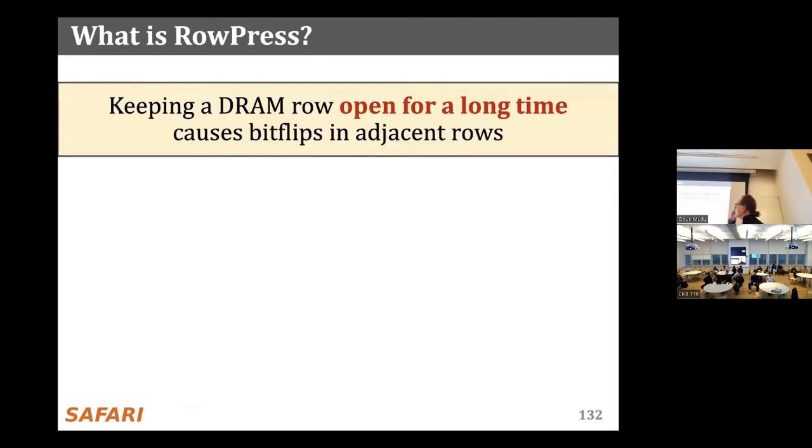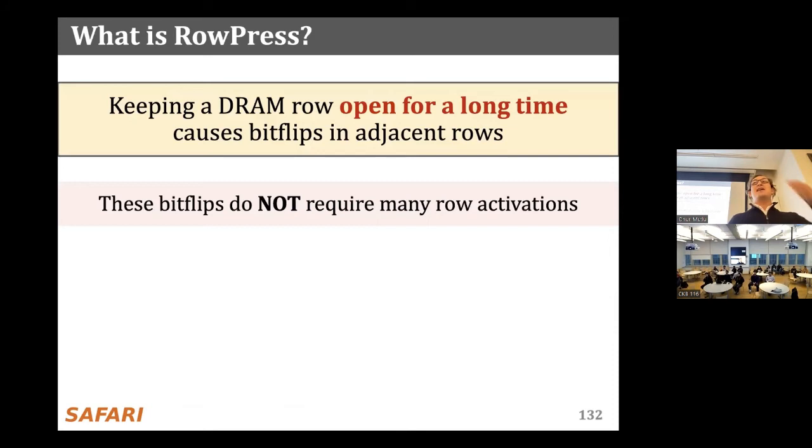Okay, so what's the idea over here? Basically, this is the basic idea. If you keep a DRAM row open for a long time, this causes bit flips in adjacent rows. So you activate the row, you don't precharge immediately, but you keep it open for some time, and this causes bit flips. So it's not based on many activations, as you can see. It doesn't require many row activations.